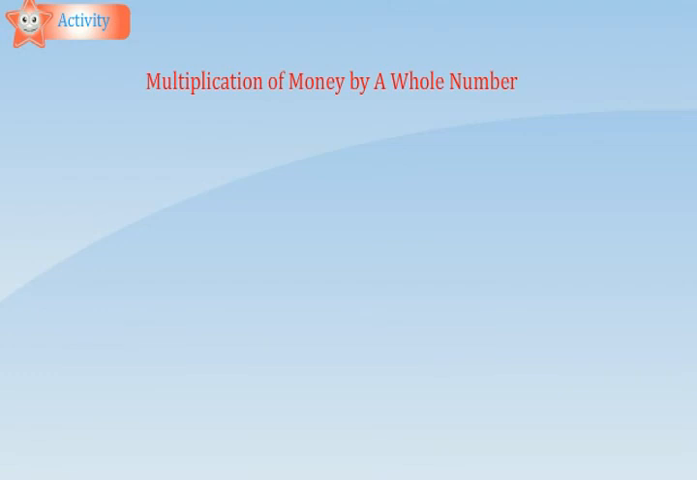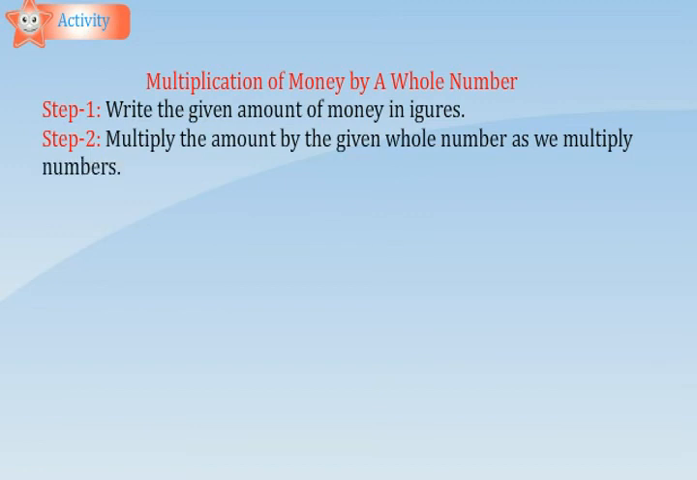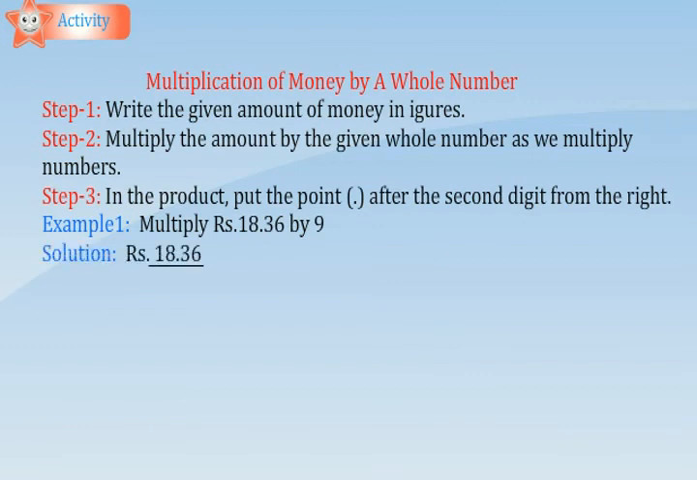Multiplication of money by a whole number. Step 1. Write the given amount of money in figures. Step 2. Multiply the amount by the given whole number as we multiply numbers. Step 3. In the product, put the point after the second digit from the right. Example, multiply rupees 18.36 by 9.